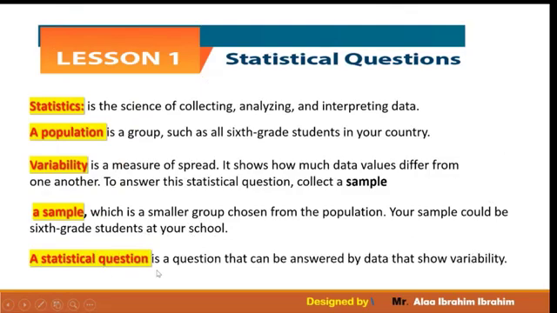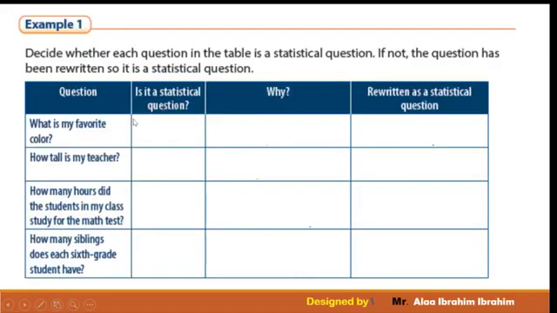Now, a statistical question is a question that can be answered by data that show variability. To know whether this is a statistical question or not, I have to think of different information, meaning a group, many ideas, many things, many differences. Take this example, number 1. Decide whether each question is a statistical question or not. The question written here is, what is my favorite color?